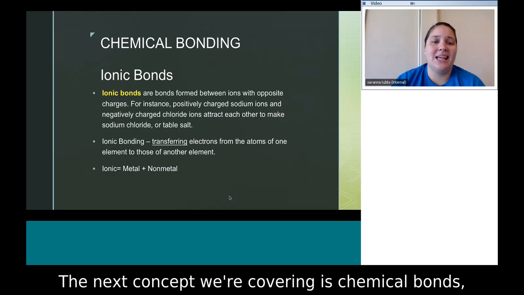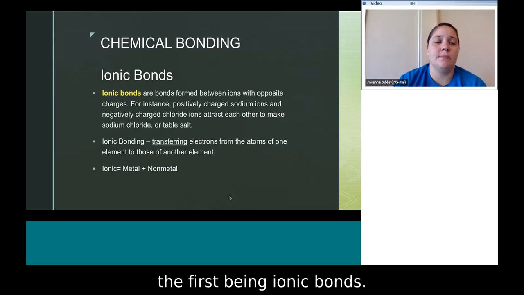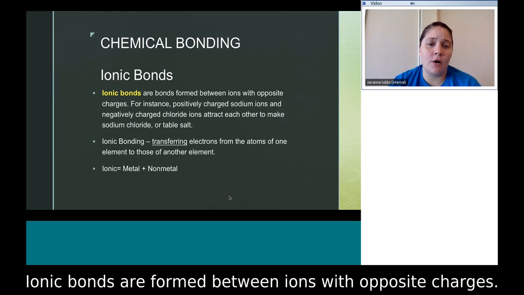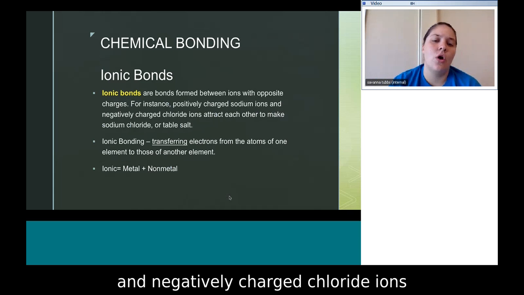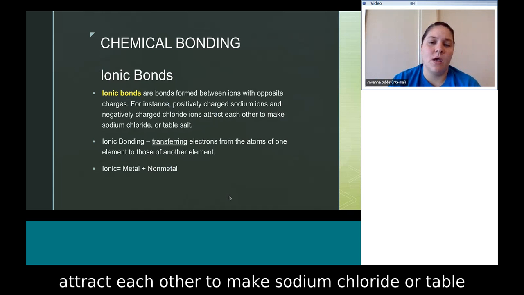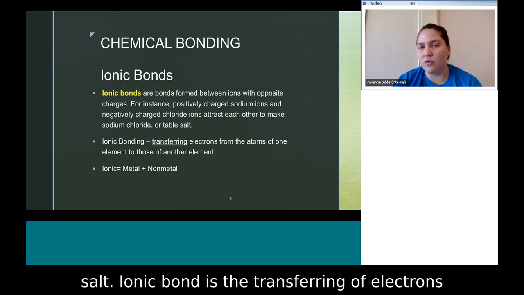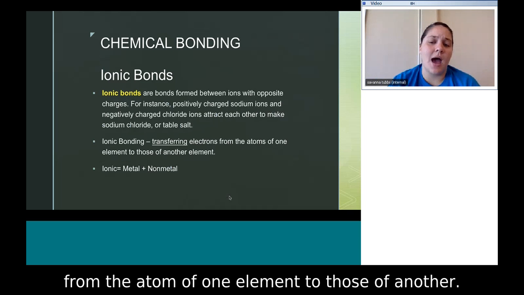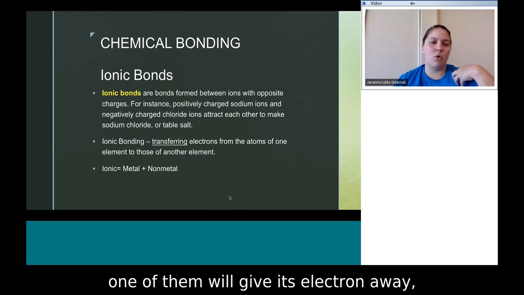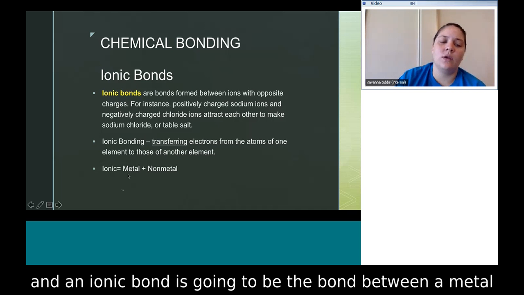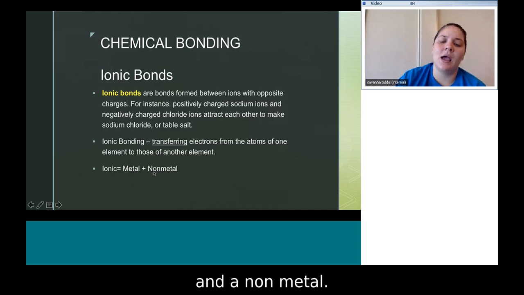The next concept we're covering is chemical bonds, the first being ionic bonds. Ionic bonds are formed between ions with opposite charges. For instance, positively charged sodium ions and negatively charged chloride ions attract each other to make sodium chloride, or table salt. Ionic bonding is the transferring of electrons from the atoms of one element to those of another, so one of them will give its electron away. An ionic bond is the bond between a metal and a nonmetal.